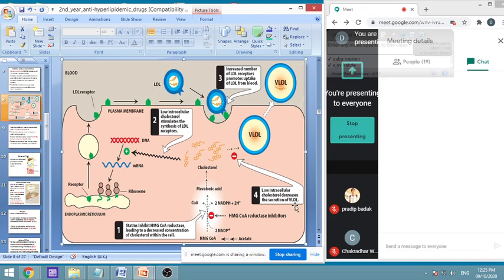Low intracellular cholesterol will also decrease the secretion of VLDL. This is the fourth mechanism. So both LDL and VLDL will decrease. The HMG-CoA reductase enzyme inhibition directly decreases cholesterol synthesis. Because of that, intracellular cholesterol is decreasing, and formation of low density lipoprotein is decreasing. That gives rise to formation of LDL receptors, and thus LDL will be taken in. This is how they decrease LDL and VLDL in the blood.